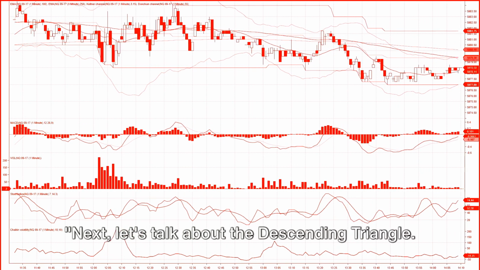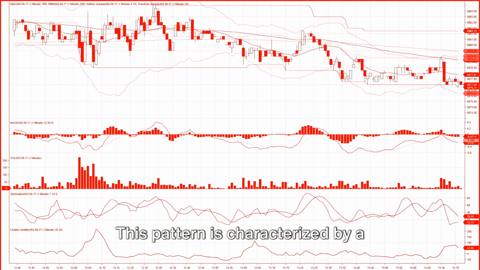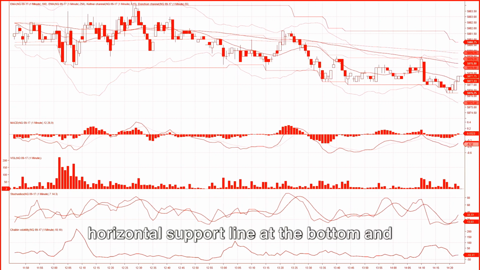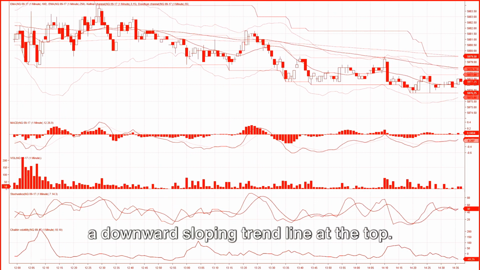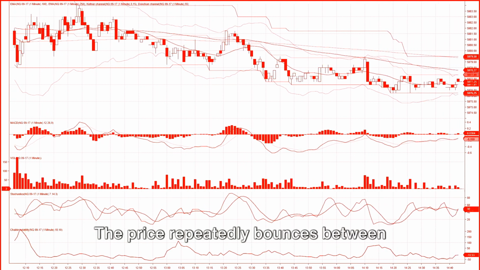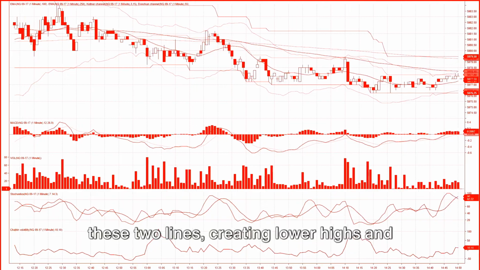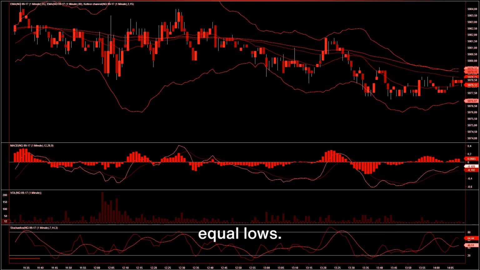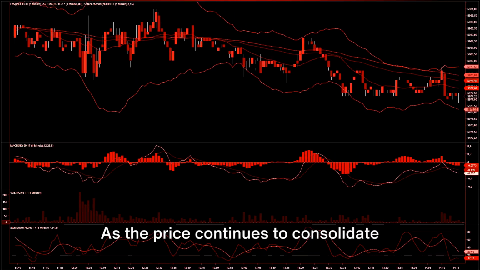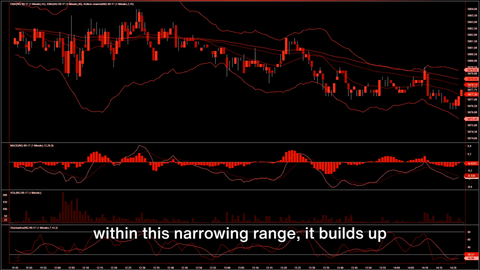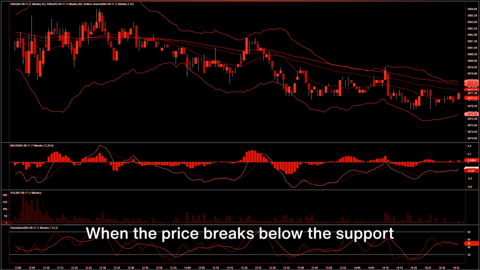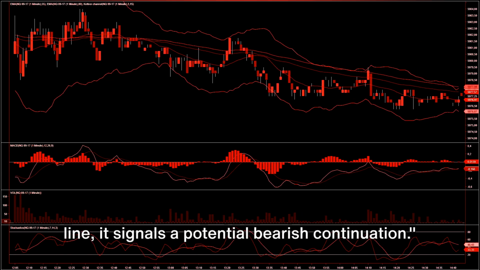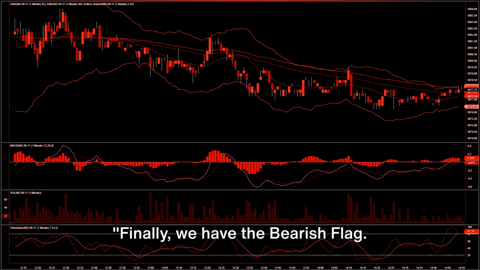Next, let's talk about the descending triangle. This pattern is characterized by a horizontal support line at the bottom and a downward sloping trend line at the top. The price repeatedly bounces between these two lines, creating lower highs and equal lows. As the price continues to consolidate within this narrowing range, it builds up energy for a potential breakout. When the price breaks below the support line, it signals a potential bearish continuation.